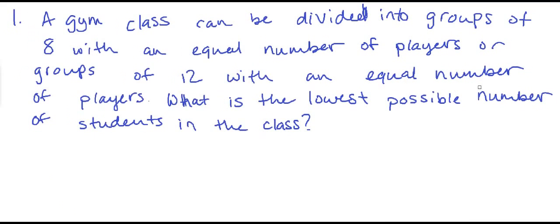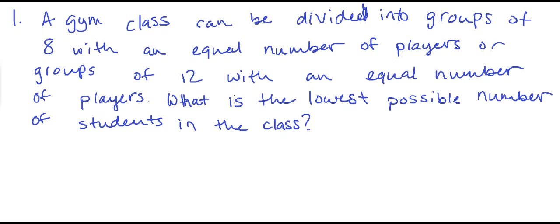Hey guys, so today we're going to be doing two more properties of number GMAT problems. So the first question says, a gym class can be divided into groups of 8 with an equal number of players or groups of 12 with an equal number of players. What is the lowest possible number of students in the class?